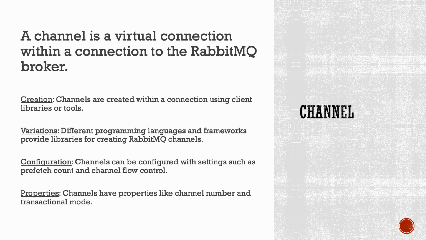Variations. Different programming languages and frameworks offer their own libraries for creating RabbitMQ channels. These libraries provide language-specific methods and functionalities to interact with channels. Configuration. Channels can be configured with various settings to control their behavior. For example, you can set the prefetch count to limit the number of unacknowledged messages a channel can have, or enable channel flow control to manage the flow of messages.